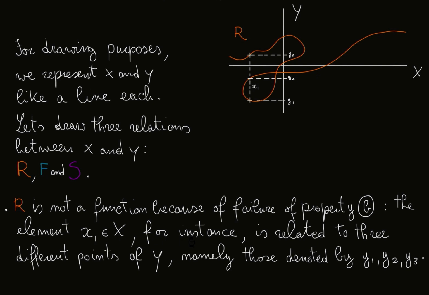So the element x1, for instance, is related to 3 different points of y, namely those denoted y1, y2, and y3 in the picture.